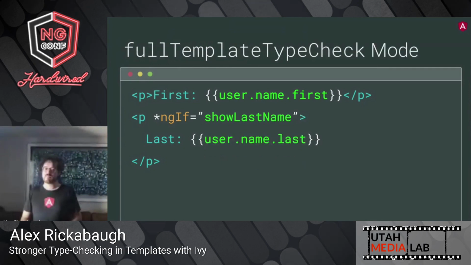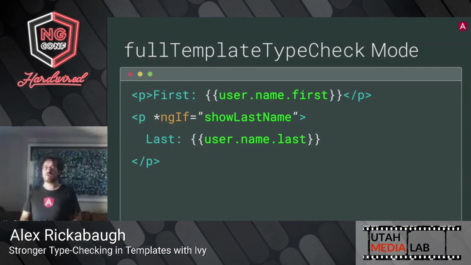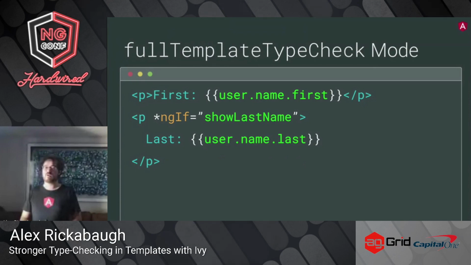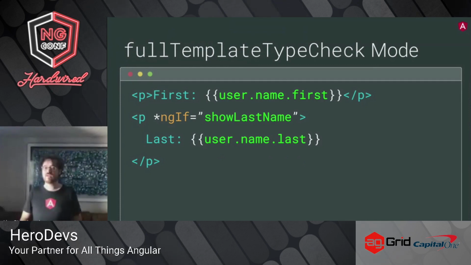In full template type check mode, things get a little bit better. Angular is now going to correctly check the embedded views, the contents inside the ngIf, so it's going to validate that user.name.last is okay. But it's still not going to check that showLastName is actually assignable to ngIf. And that's because the "full" in full template type check actually means it checks the entire template, both the top level template and any embedded views like ngIfs or ngFors. That's the main difference between these modes.